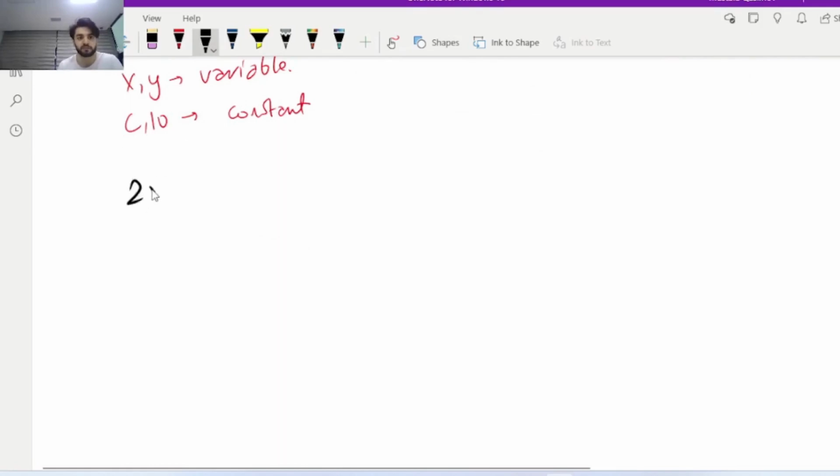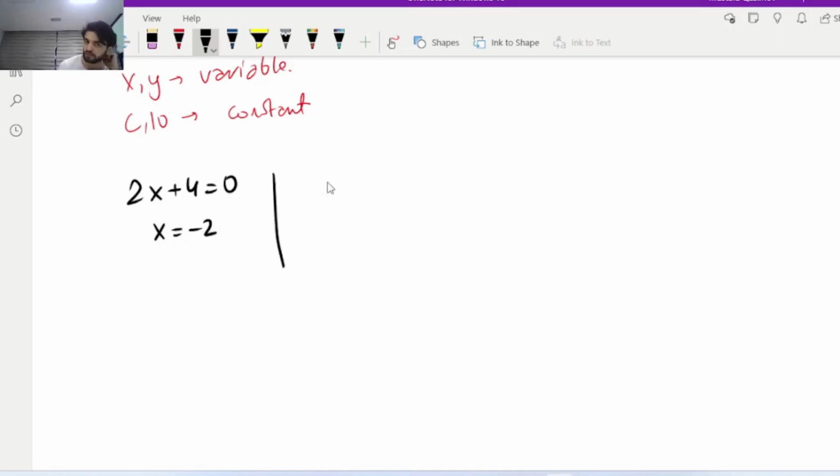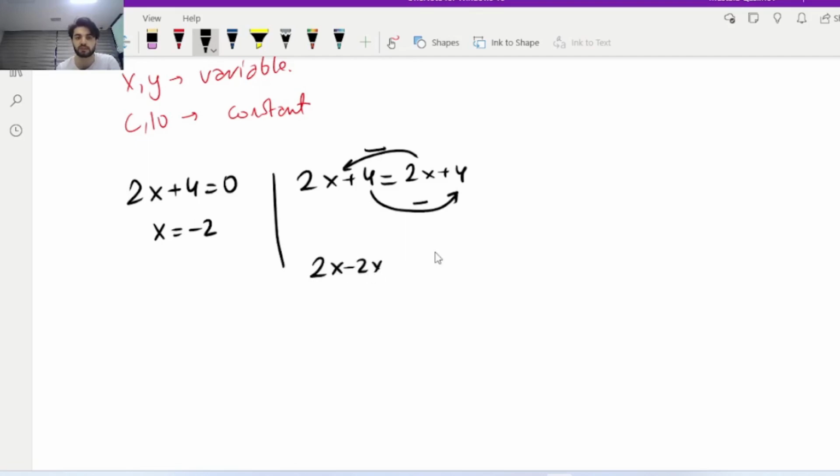For example, let's write one linear equation again. 2x plus 4 is equal to 0. From here we know that x is equal to -2. But sometimes we cannot get this kind of answer. For example, let's write 2x plus 4 is equal to 2x plus 4. When we try to solve this one, we put 2x on the first side and the 4 on the second side. So we will get 2x minus 2x is equal to 4 minus 4. Here we get 0 is equal to 0. There is an infinite number of solutions.